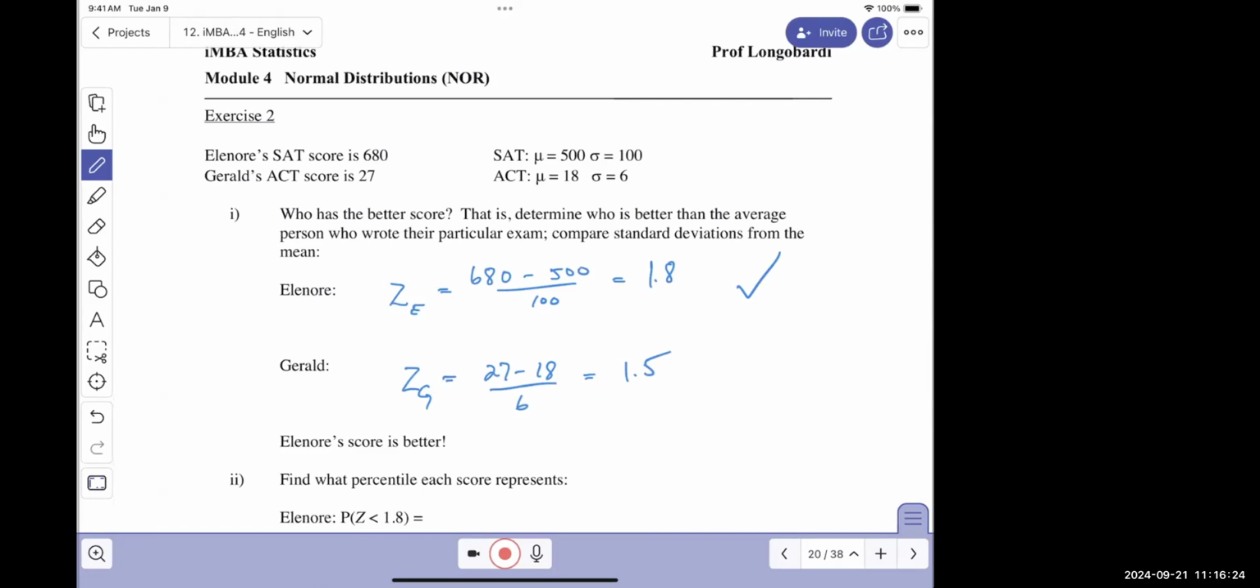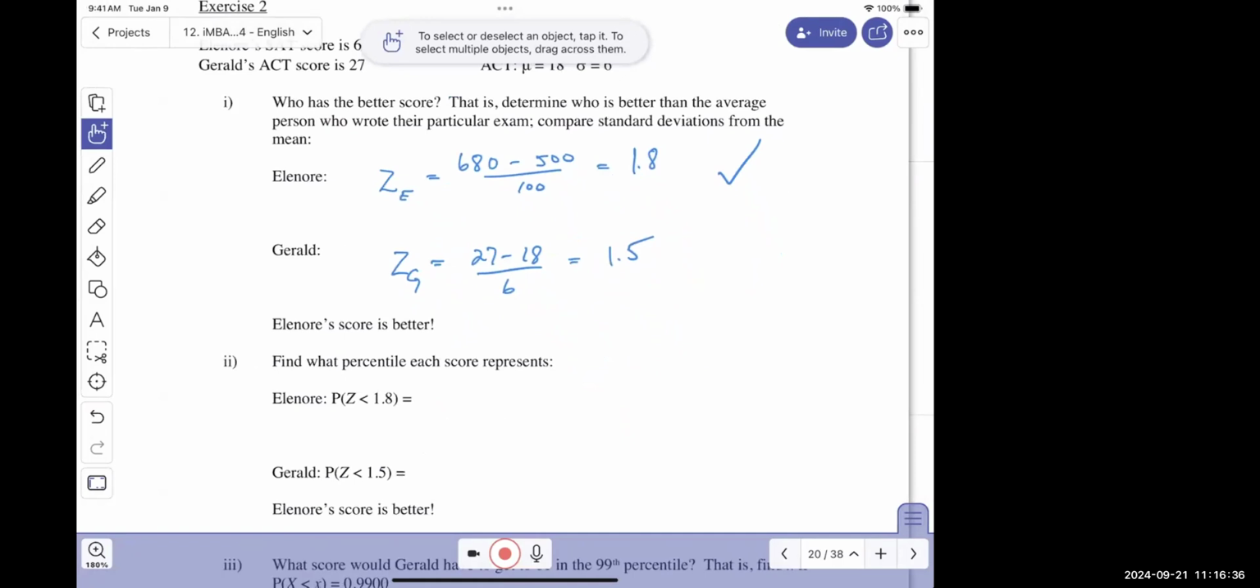What percentage of students score less than Eleanor, and what percentage of students score less than Gerald? So now we're going to go to the tables and look for the area to the left. I have many exercises where you're going to practice going to the right, going between. So you're going to practice that in the meantime. Eleanor is 1.8, and she's the best of the two. Good.